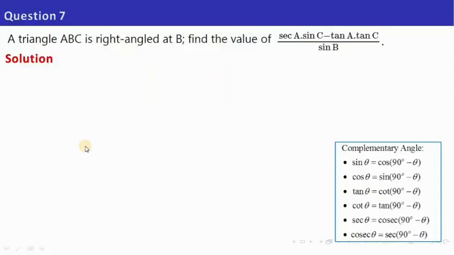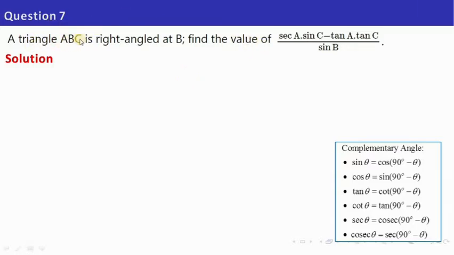Hello dear students, I welcome you all to the last session on video on complementary angles. Here we are going to take only two questions, and with that we'll close the chapter. The first question for the day is question number 7.